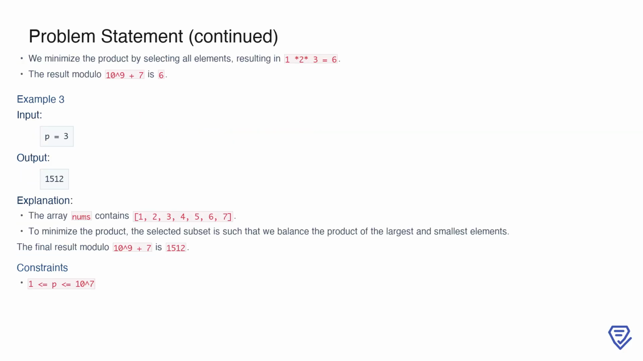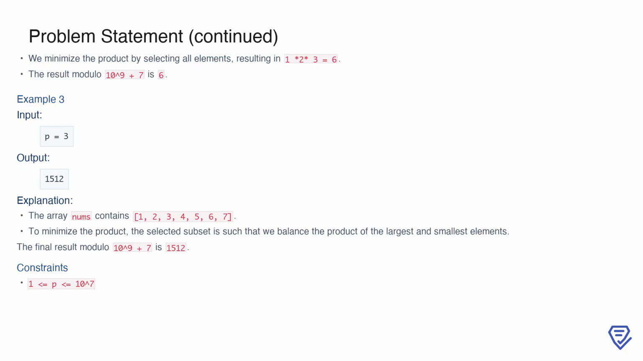Now, consider the case where p is 3. The array nums grows to 1, 2, 3, 4, 5, 6, 7, and the challenge becomes more complex. To minimize the product, we must carefully select a subset of numbers while balancing the contribution of smaller and larger elements. By following the optimal strategy, the minimum non-zero product is calculated as 1512. As always, the result is returned modulo 10^9 + 7, so the output remains 1512.